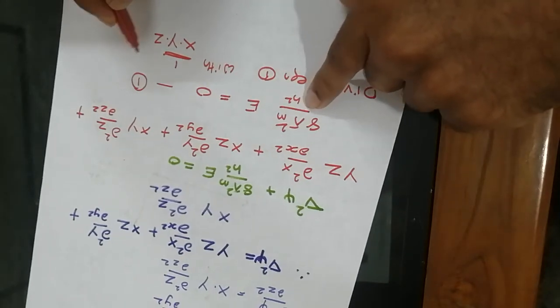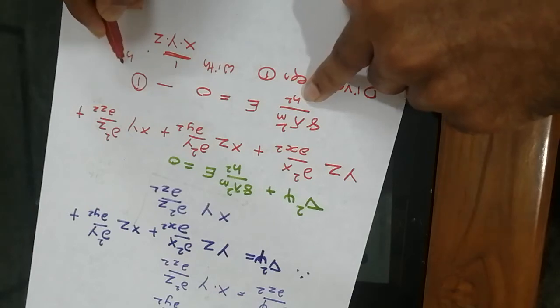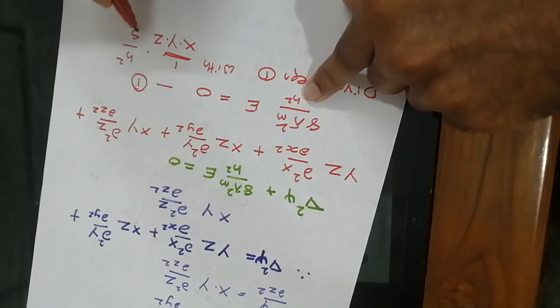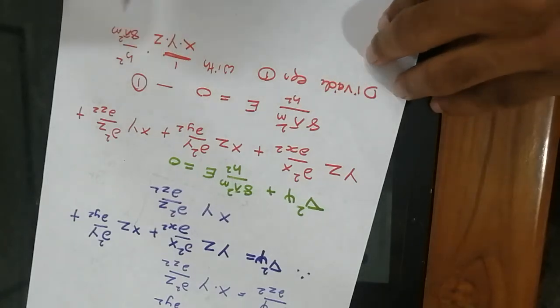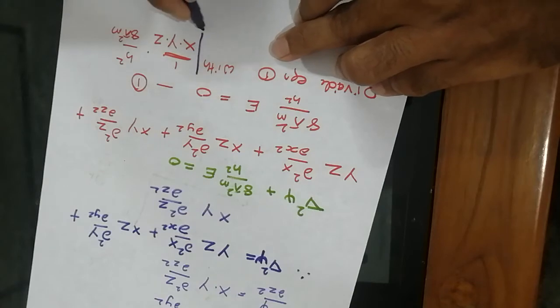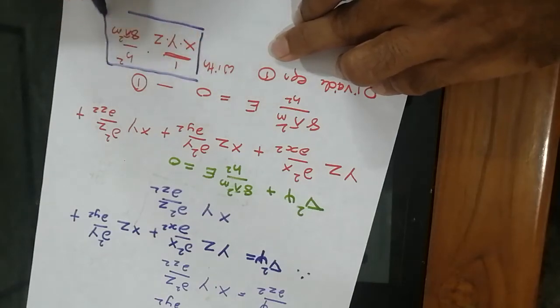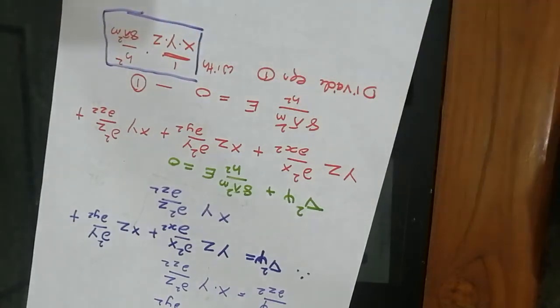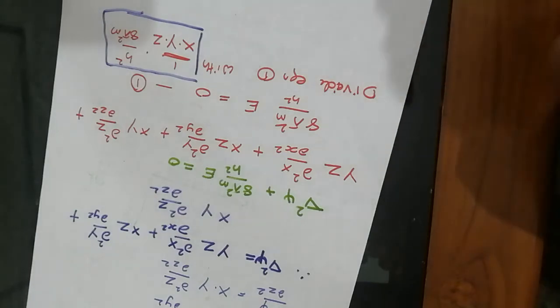Opposite of this. Okay, h square by 8 pi square m. Divide every part of equation number 1 with this term. Okay, let us divide. Let us see what happens. Divide equation number 1 with this. Okay, now what you will get?